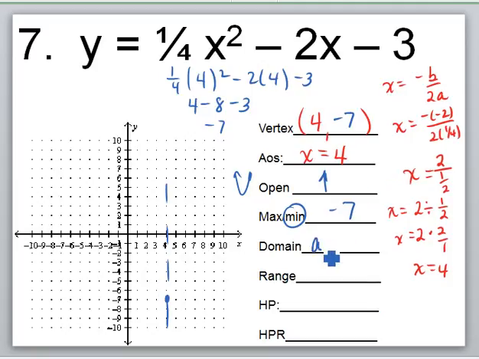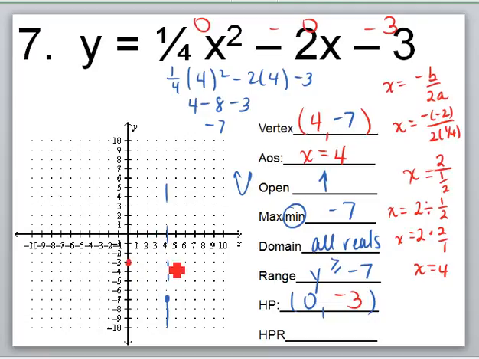The domain is all reals. And then the range would be that y has to be, since it's upward, greater than or equal to negative 7. The helper point is 0 comma something. So I've got 0 minus 3, which would be a negative 3. 0, negative 3 right here. It's 4 units away, so I'll go 1, 2, 3, 4 units this way. The other helper point is 8, negative 3. And I can sketch my graph.